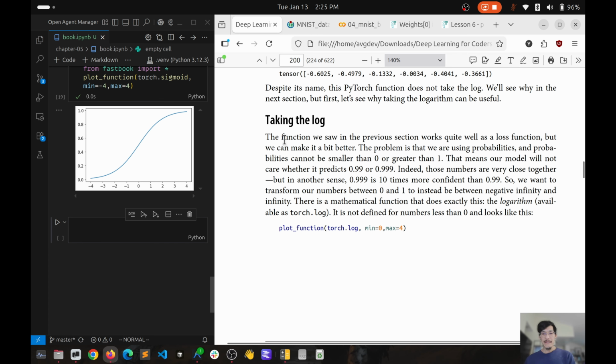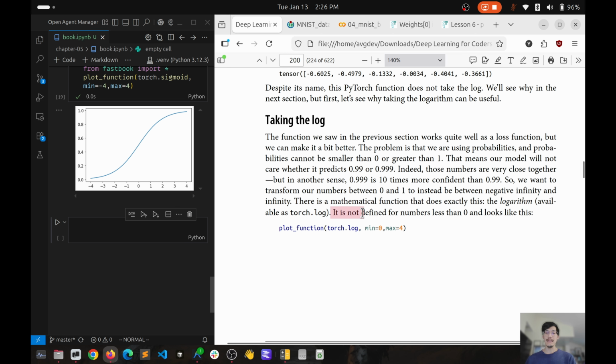Taking the log. The function we saw in the previous section works quite well as a loss function, but we can make it a bit better. The problem is that we are using probabilities, and probabilities cannot be smaller than 0 or greater than 1. This means our model will not care whether it predicts 0.99 or 0.999. Indeed, those numbers are very close together, but in another sense, 0.999 is 10 times more confident than 0.99. So we want to transform our numbers between 0 and 1 to instead be between negative infinity and infinity. There is a mathematical function that does exactly this, the logarithm, available as torch.log.